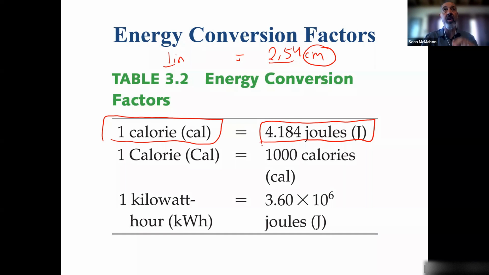Basically, to raise 1 gram of water, let's say 1 degree Celsius from 25 degrees to 26, it would require 1 calorie, which is equivalent to 4.184 joules. It's just a different unit. Same amount of energy, but a different number because of a different unit.